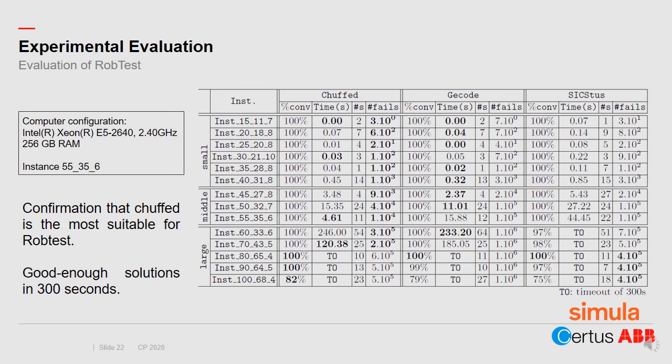Also, in terms of the size of the search space, Shepherd has a lower number of fails than G-code for the large instances. You can see this, for instance, at 60 and 70. So for the 3 kinds of instances, a small one, a middle one, and a large one, Shepherd is the most suitable for RobTest. And the quality of the solution returned by Shepherd is good enough within 5 minutes until 100 points.